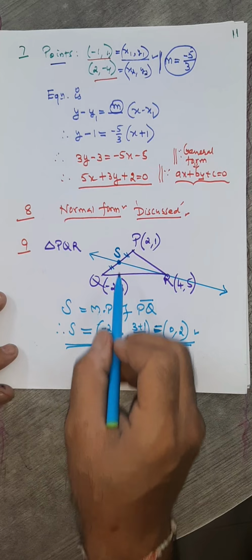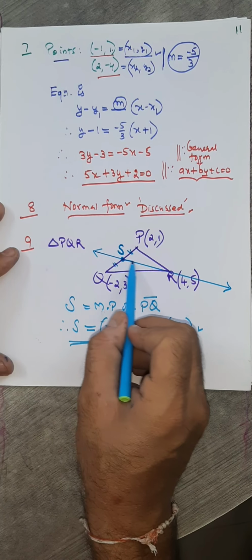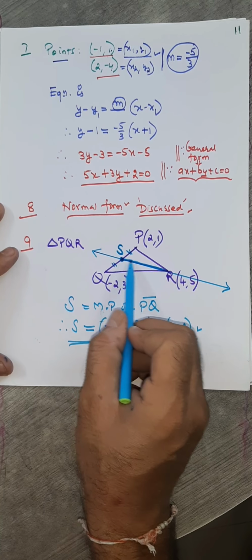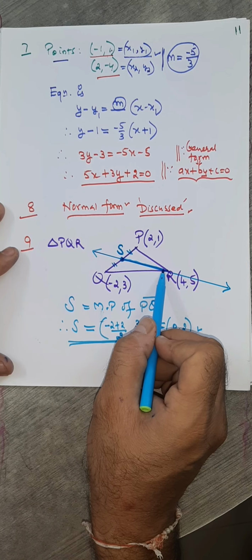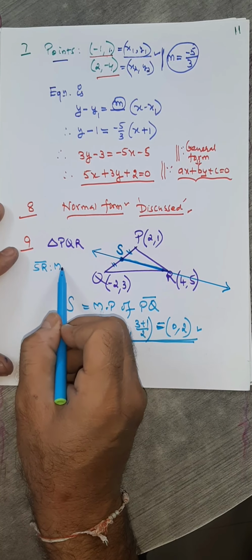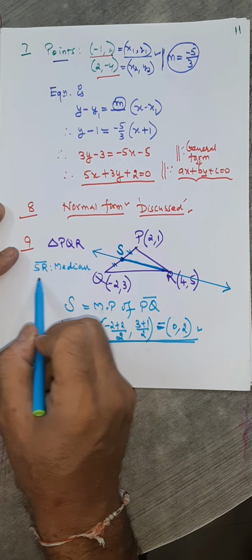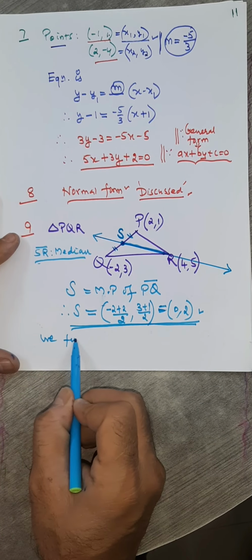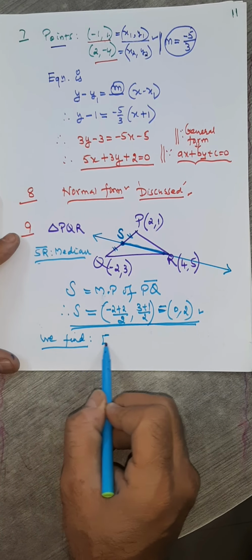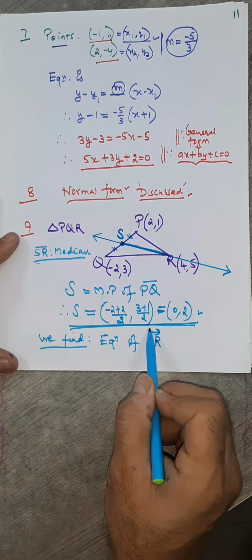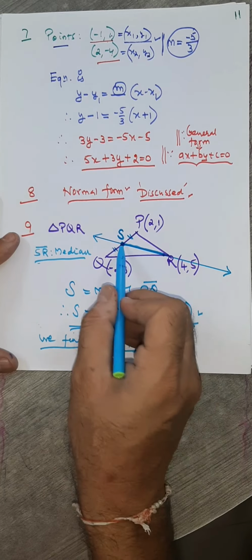So what we want is called the median. Do you know what a median is? It is a line segment joining the midpoint and the vertex opposite to that side. That's called the median. So here SR is the median. You want the equation of the median. So what we'll find is the equation of line SR. Am I fine? Do you agree with this? The equation of the line SR.